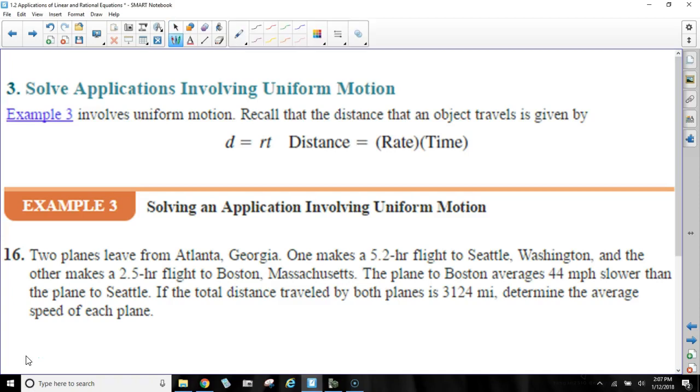The next type of application problem are going to be problems involving uniform motion. Uniform motion just means that we're traveling at a constant rate. We're not speeding up and slowing down, so this rate number will be the same. We need to know the formula from physics to calculate uniform motion problems, that the distance traveled is equal to the rate or speed traveled times the time.